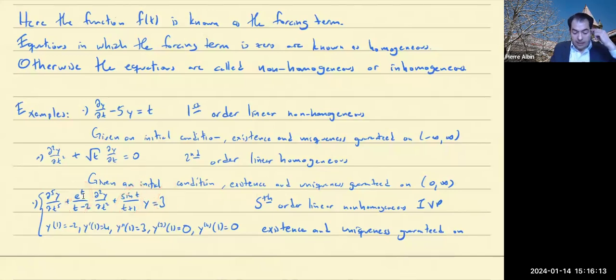This is continuous as long as you avoid t equal to 2. This is continuous as long as you avoid t equal to minus 1, right? Our initial condition is at the point 1, so the largest interval where these functions are continuous and which contains that point is the interval minus 1 comma 2, right? And that's where we're guaranteed to have a unique solution.